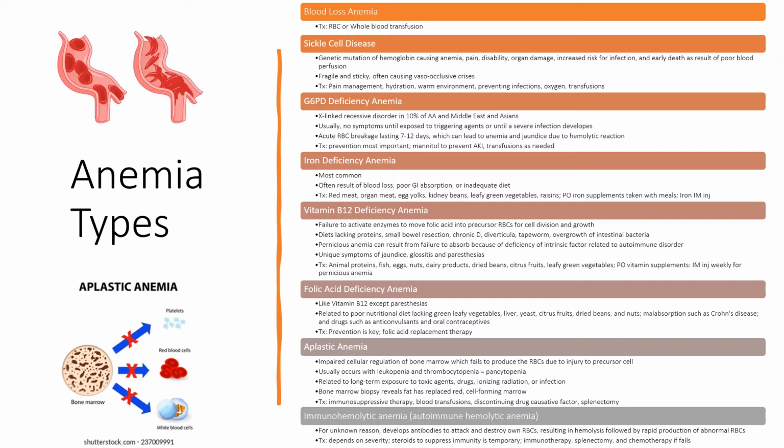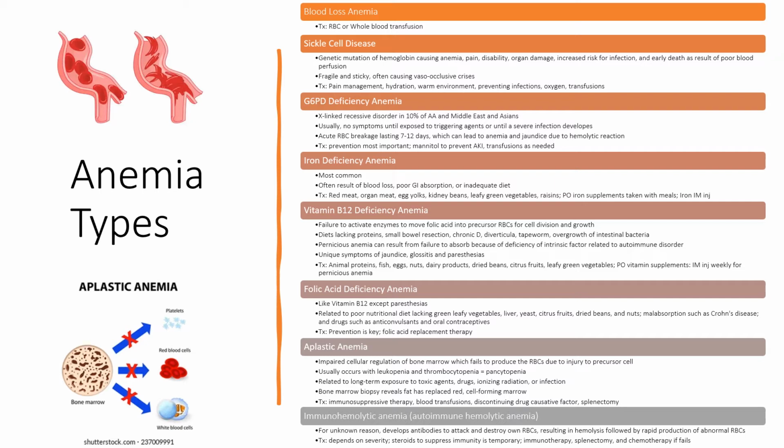Now, an iron deficiency anemia is next. This is the most common type of anemia. It's often a result of blood loss, poor GI absorption of iron, or an inadequate diet of iron. So, if we were to test most of the population, I would bet that 50% of us at least are iron deficient anemic. This is usually because in North America, we don't really have a great diet, but we also have genetic predispositions that we just don't absorb the iron correctly.